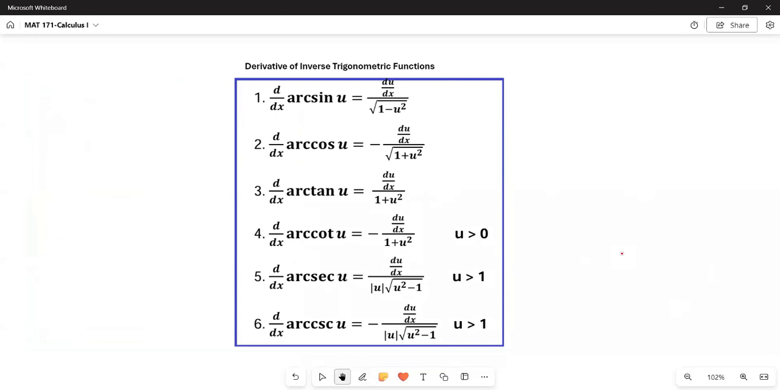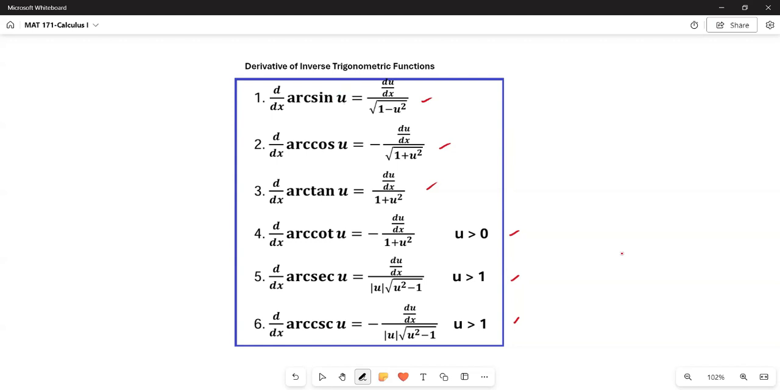So in your module, so copy ng module nyo, meron doong kung paano na-derive yung formulas natin. So we have here 5 differentiation formulas pagdating sa inverse trigo functions. Ayan. And then at the same time, may mga conditions na nire-require sa atin. So first is for the derivative of arcsin u. Ito ay equal sa derivative ng u in terms of x over square root of 1 minus u squared. So yung u na nasa given is yung u lang din na nandun sa radical sign natin.